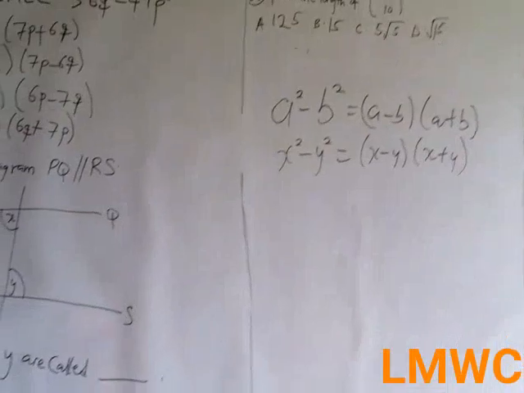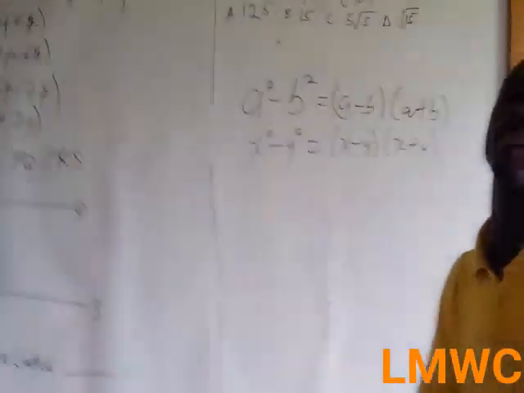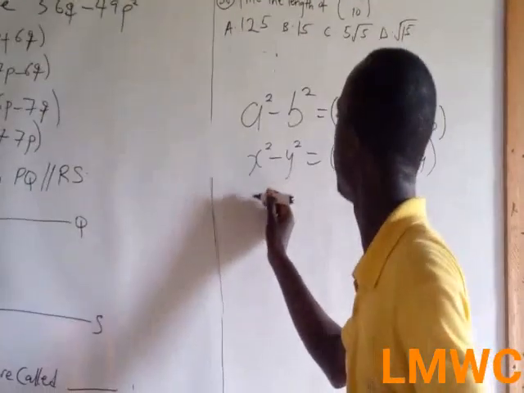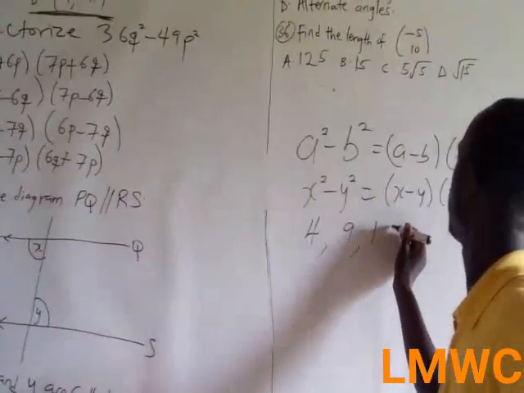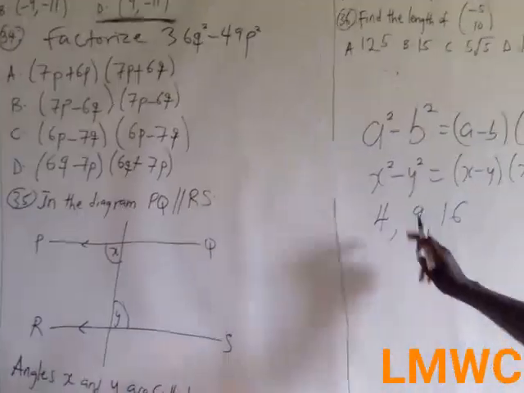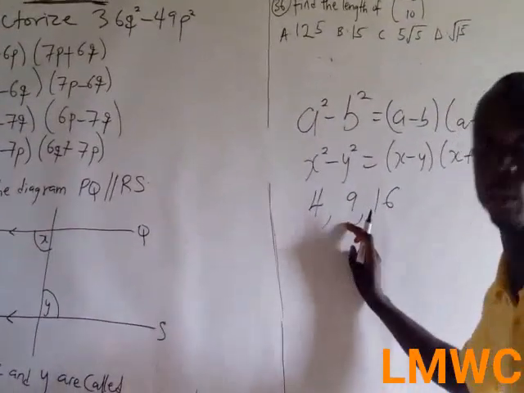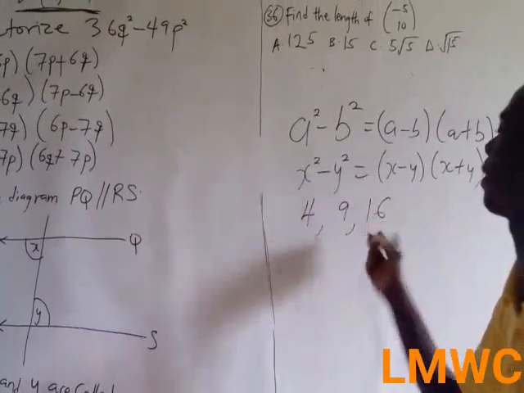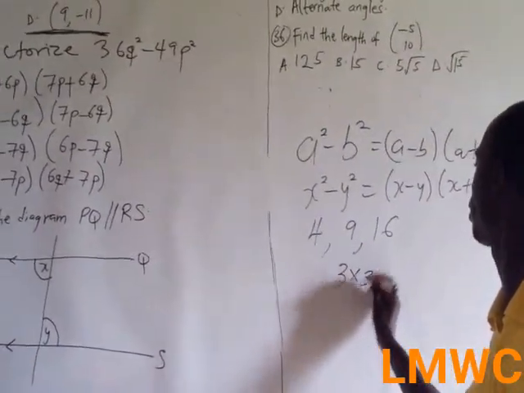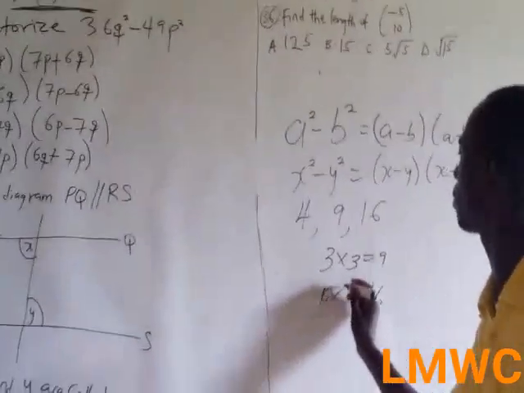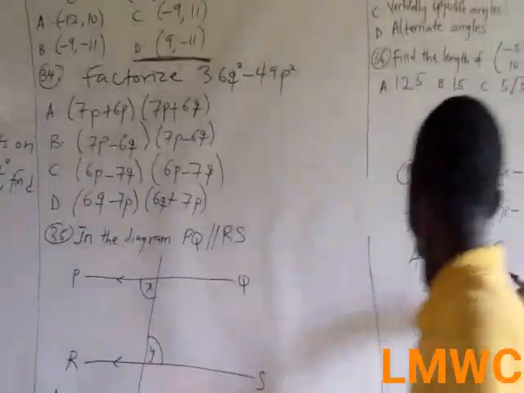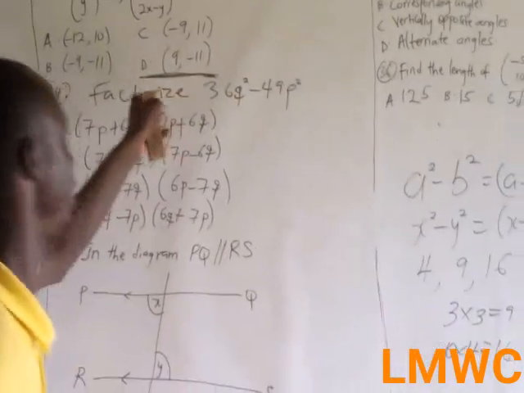But there are instances where they will give you a perfect square. When I say perfect square, 4 is a perfect square, 9 is a perfect square, 16 is a perfect square. For 9 to be a perfect square, you ask yourself, what are the two same numbers which, when you multiply, you get 9? It's 3 times 3 equals 9. 16 becomes 4 times 4. Now, let's use this understanding to solve this.